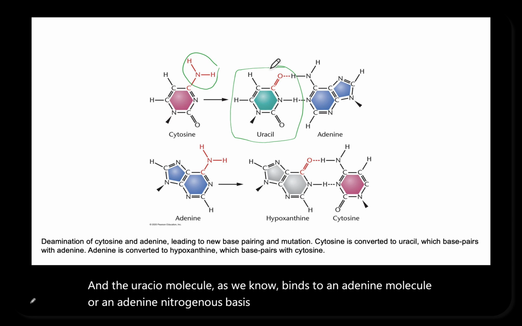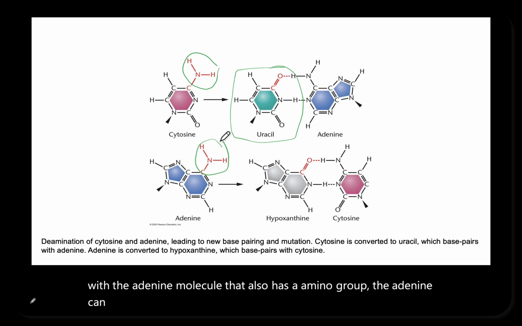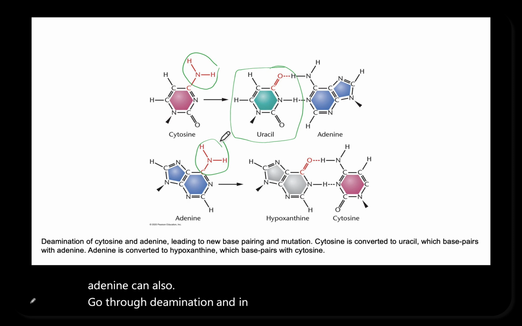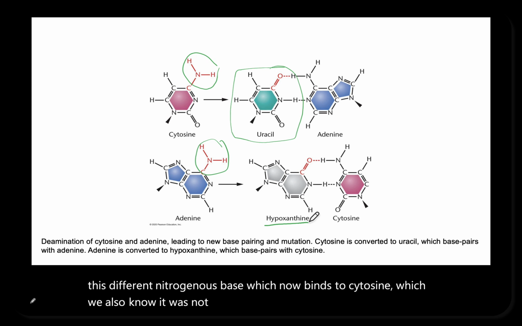Okay? The same thing can happen with the adenine molecule that also has an amino group. The adenine can also go through deamination, and in this case you have the formation of this different nitrogenous base, which now binds to cytosine, which we also know was not possible because adenine only binds to thymine.